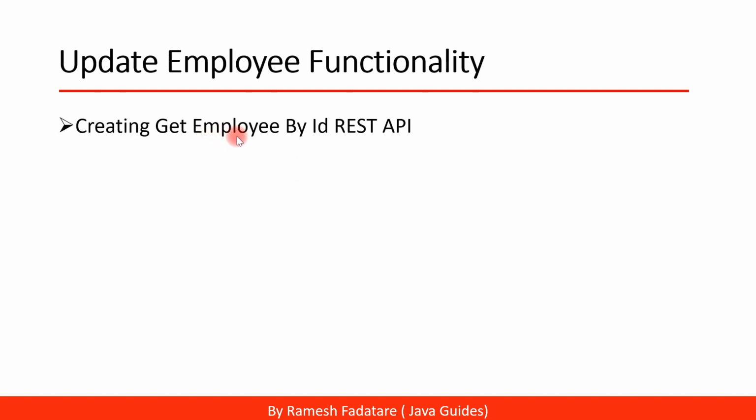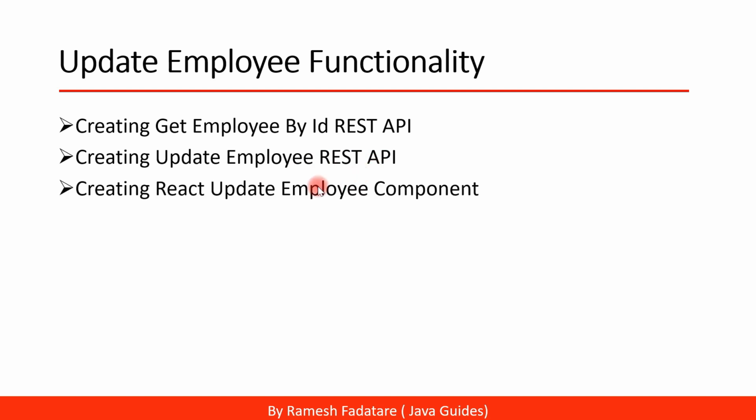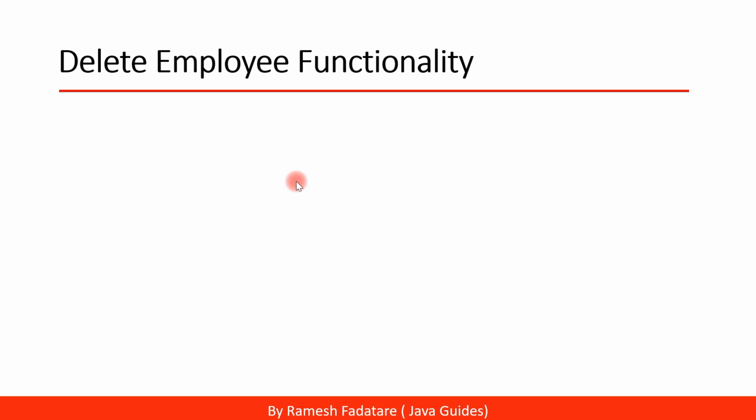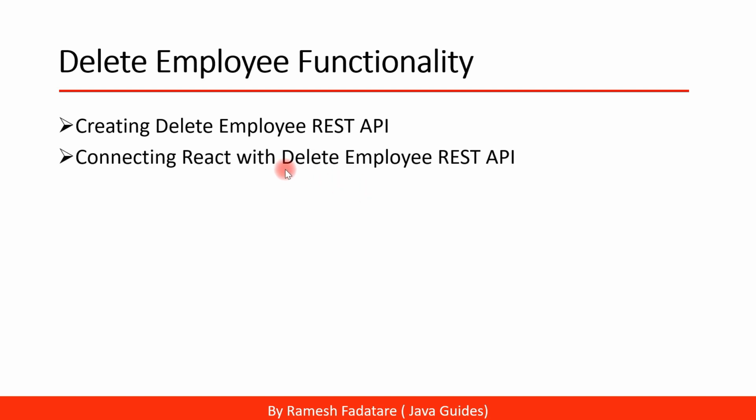Similarly, we first create a get employee REST API, update employee REST API, and then we create a React update employee component. Once a user updates employee details, then we make a REST API call, that is update employee REST API call, to store the updated employee data into a database. Once we complete update employee functionality end to end, then we move to the delete employee functionality. Then again we create a delete employee REST API, and then we consume this REST API in a React application. Finally, we will have an end-to-end demo. So in this way we are going to complete each functionality end to end.